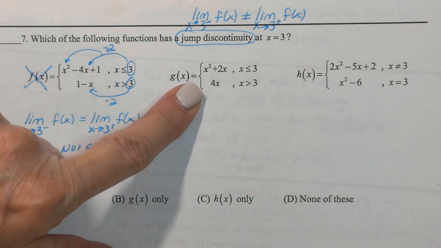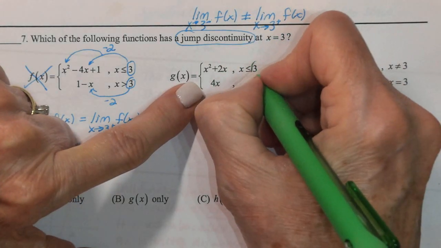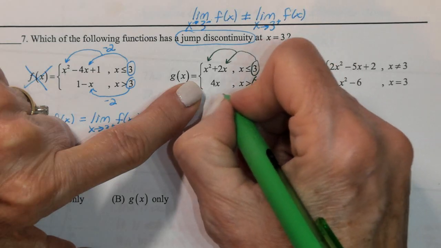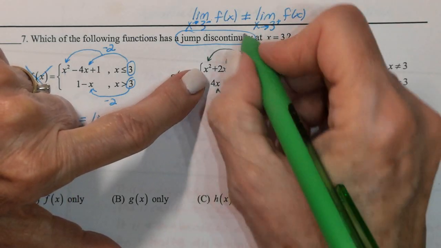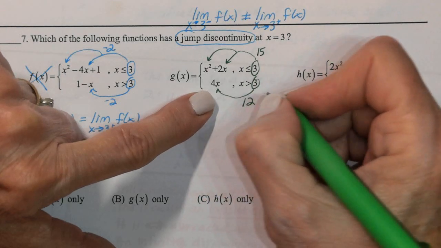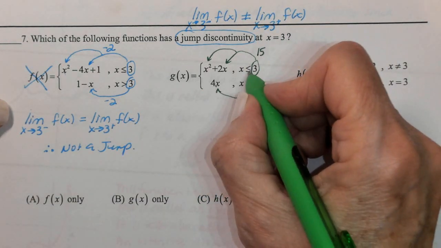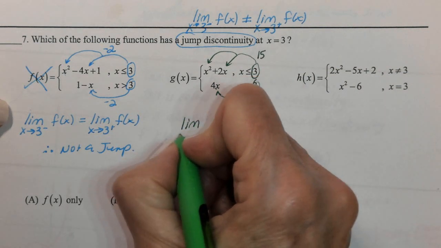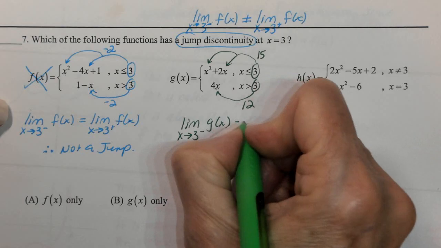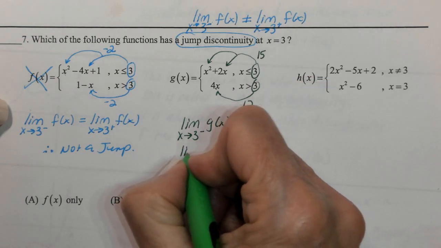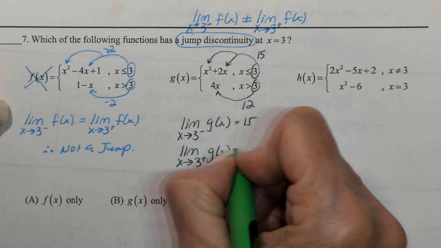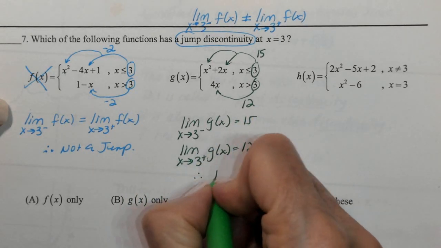Alright, put in 3 here. Put in 3 here. Okay, 9 plus 6 is 15. 4 times 3 is 12. The limit as x approaches 3 from the left of g of x is 15. That is not equal to the limit as x approaches 3 on the right. So, jump.